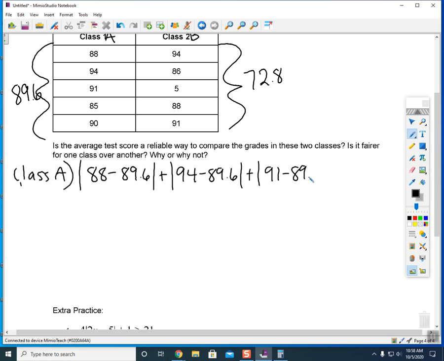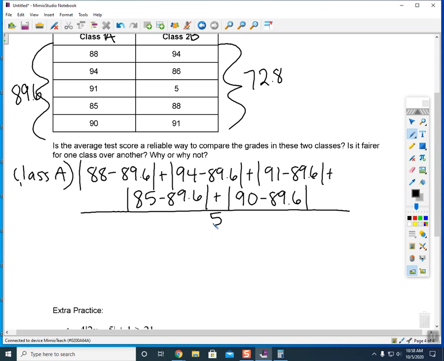91 minus 89.6 plus the absolute value of 85 minus 89.6 plus the absolute value of 90. Okay. And then I'm still going to divide all of this by how many I have, which is 5. So what I'm doing here is I'm finding the absolute deviation. I'm figuring out how far away each value is from my average. And then I'm going to divide that by 5. That's going to tell me on average how far away each of my values is from my mean.